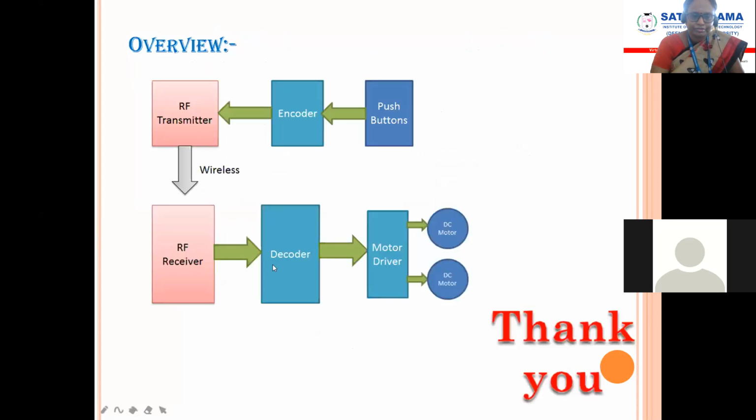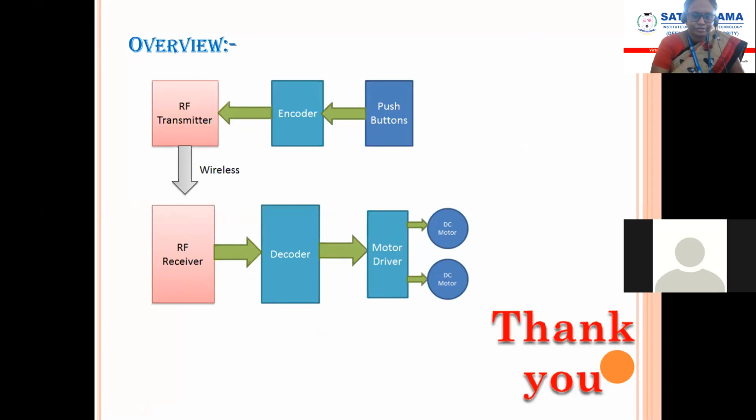So this is an overview of what I told. First, push buttons will give commands. It will be converted by using the encoder. Next, the RF transmitter. Now, as I already told, the camera is wireless, so we can capture the images from more than 30 meters away from the receiving unit. Now this RF receiver will receive it, and it will be decoded and sent to the motor driver, and the two DC motors will move in the forward or reverse direction.